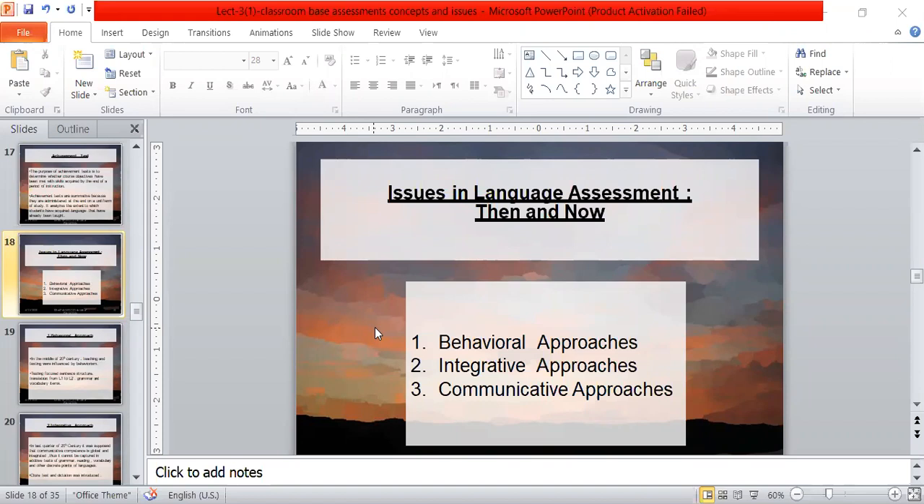Dear students, we earlier learned about testing, measurement, evaluation, assessment, and its types, and the comparison between assessment and evaluation. What is the difference between test, measurement, and evaluation? Actually, it's about the basic concept of classroom-based assessment for teachers and students.